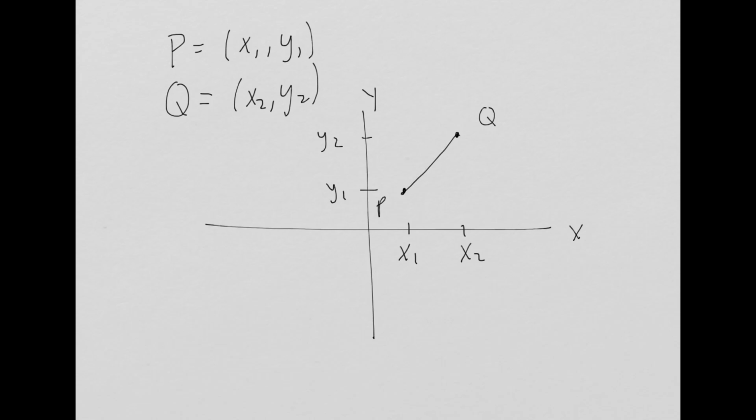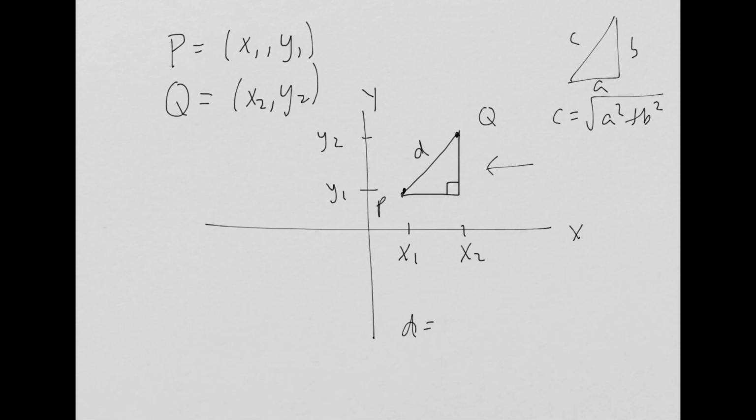So the way we're going to figure this out is to make a right triangle. So there's my right triangle. Here's my distance, let's call it D. Remember, for a right triangle, here's C, here's A and B. C was the square root of a squared plus b squared. So if we look at the triangle that we just drew, D, it's kind of like my C, is going to be the square root of my a squared and my b squared. I just have to figure out what is a and b.